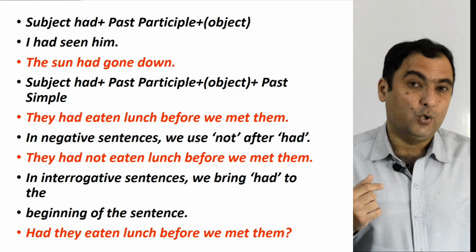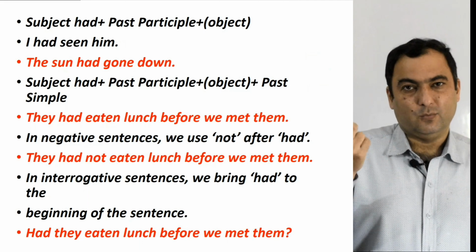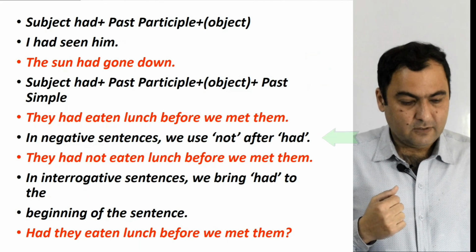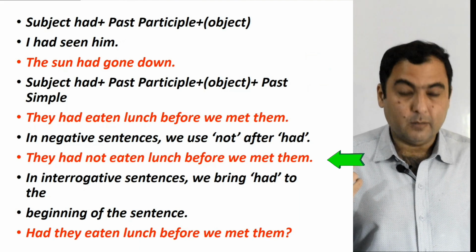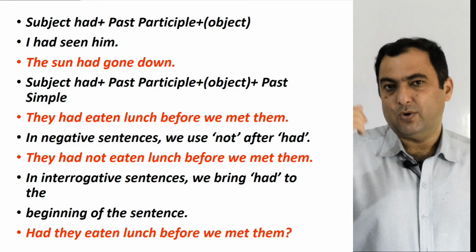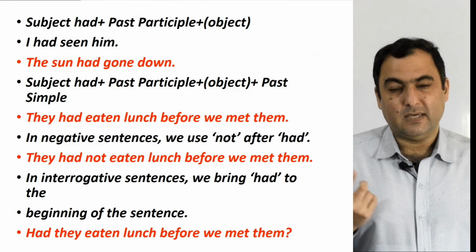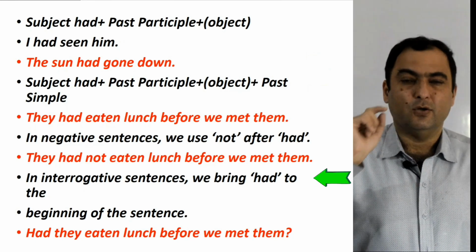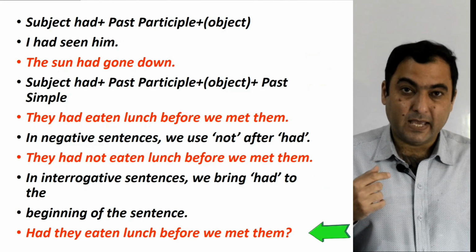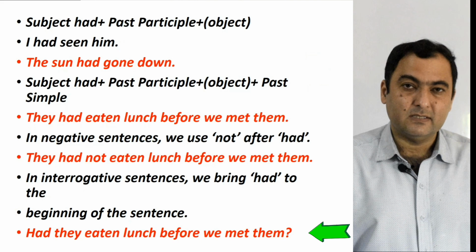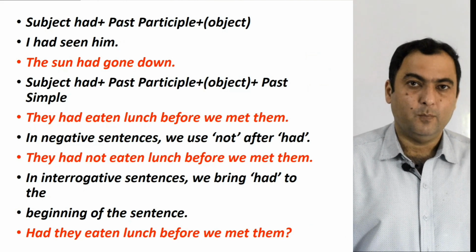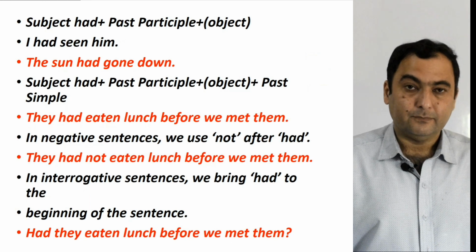Now, how do we make the negative? We just use the word not after the auxiliary, which is had. So they had not eaten lunch, for example, before we met them. And how do we make interrogative sentences? Easy. Just bring the auxiliary to the beginning of the sentence. For example, had they eaten lunch before we met them? This is how we make interrogative sentences in the past perfect tense.